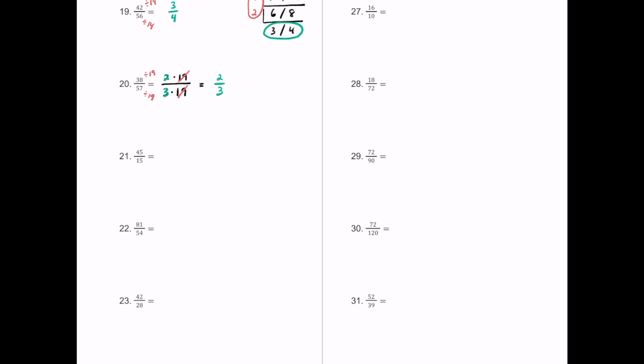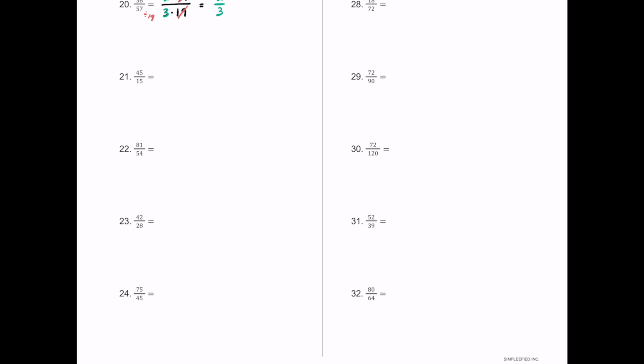For number 21, we have 45 over 15. So let's go ahead and use the ladder method here. So we'll put 45 and 15 next to each other, just like this. And let's see what goes into both of them. I can say 5 is pretty straightforward. 5 times 9 is 45, and 5 times 3 is going to be 15. We can put fraction bars here. And then what goes into 9 and 3? 9 and 3, I think 3 goes into both. 3 times 3 is 9, and 3 times 1 is 3.